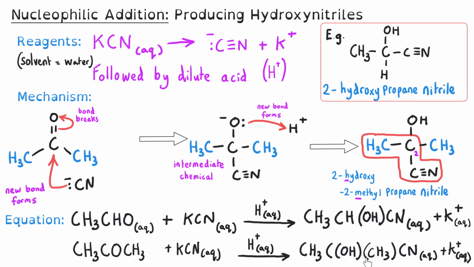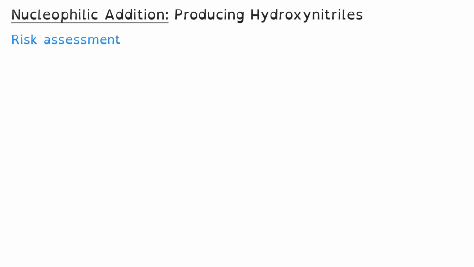You could probably get away with that from the other way around, but I prefer to show the nitrile as being part of the core chain. That reminds us of its priority. When we do this mechanism, we use potassium cyanide, which has some associated hazards. And so it's really important to carry out a risk assessment.